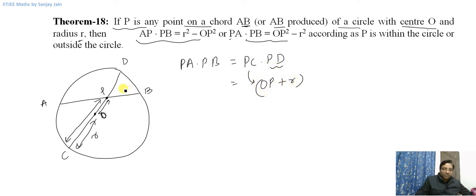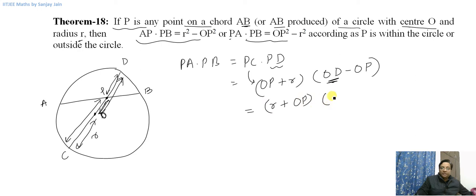And what can you say about PD? PD is OD minus OP. And what is OD? OD is radius R. So I can write it like this: R plus OP into R minus OP, which is nothing but R square minus OP square.